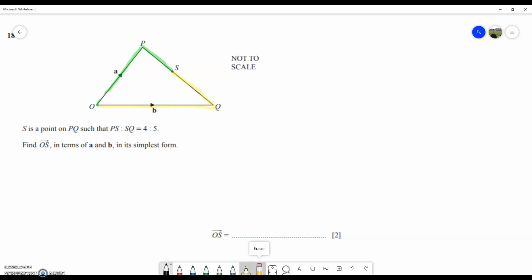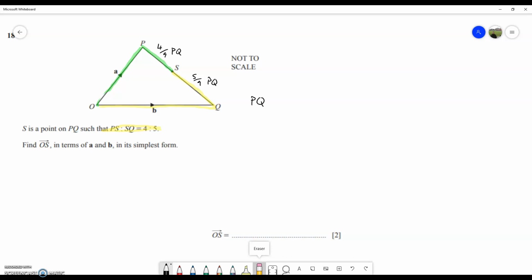So the other key bit of information that we've got here is that P to Q is divided up in terms of PS and SQ are in a ratio of 4 to 5, meaning that this part here must be 4/9 of PQ, and this one must be 5/9 of PQ. So to start off with, we need to work out what PQ is.